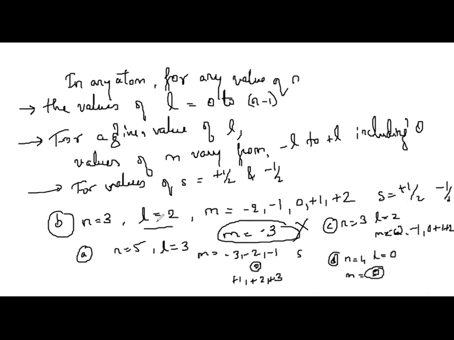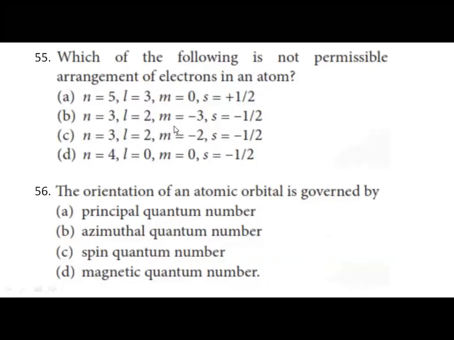But in option B, for L is equal to 2, M does not have the -3 value. So that is not permissible. So M is equal to -3 for L is equal to 2 is not permissible. Therefore, that is the correct option. Correct? Next, the orientation of an atomic orbital is governed by, yes, which of the quantum numbers governs the orientation?